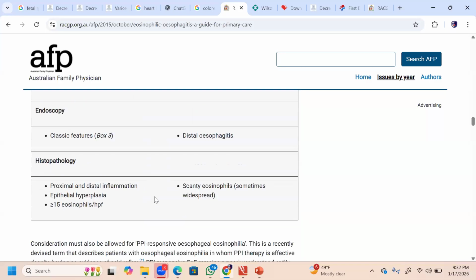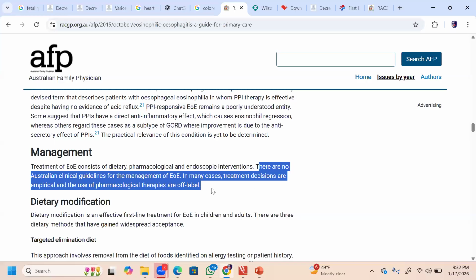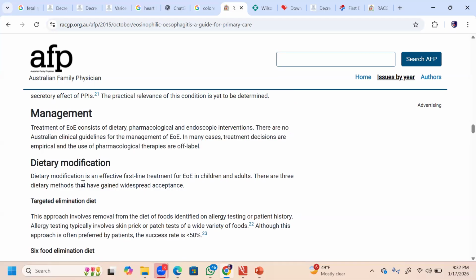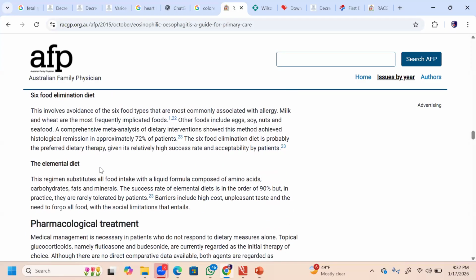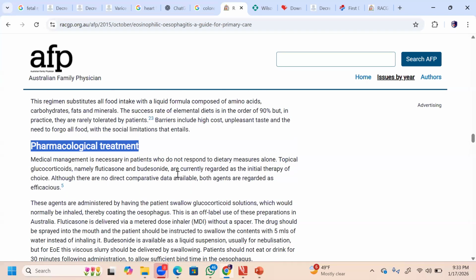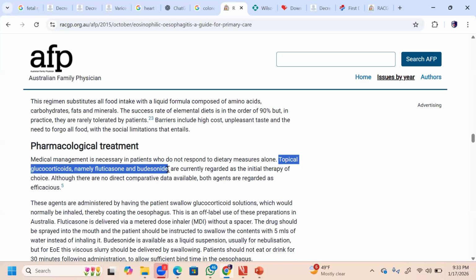So what about the treatment? Treatment of EoE consists of dietary, pharmacological, and endoscopic intervention. There is no Australian guideline for the management of eosinophilic esophagitis. In many cases, treatment decisions are empiric and pharmacotherapy is used off-label. Dietary modification is basically the first-line treatment, so remember this. After that, you go for pharmacotherapy. Medical management is necessary in patients who do not respond to dietary measures alone. Topical glucocorticoids, namely fluticasone and budesonide, as we discussed, are currently regarded as the initial therapy of choice. This is the important one. You just need to know this: name fluticasone or budesonide as the initial therapy.